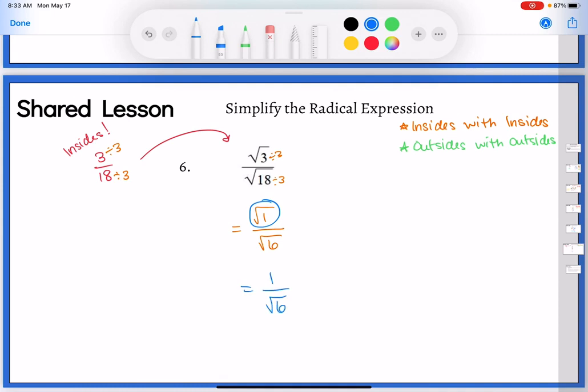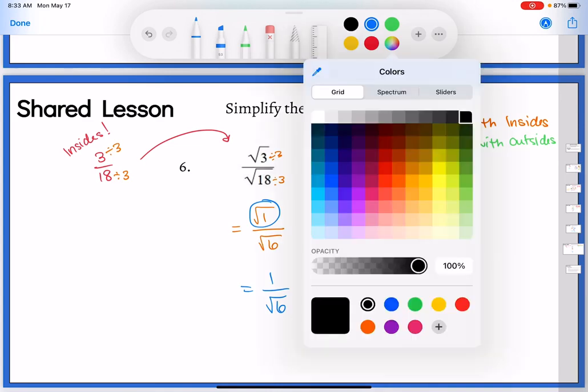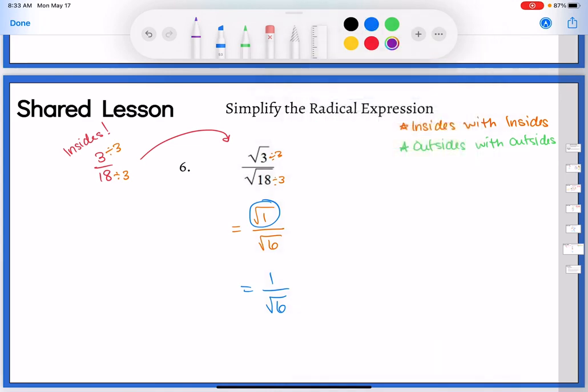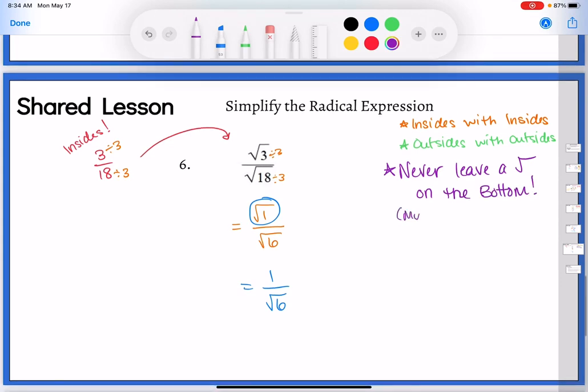Okay. Now you might think that we're done, but hopefully some warning bells are going off that you are remembering something from last year, and that is that you can never leave a radical on the bottom of the fraction. Never leave a radical on the bottom, right? In order to clear that radical, you need to multiply the top and bottom by that radical.